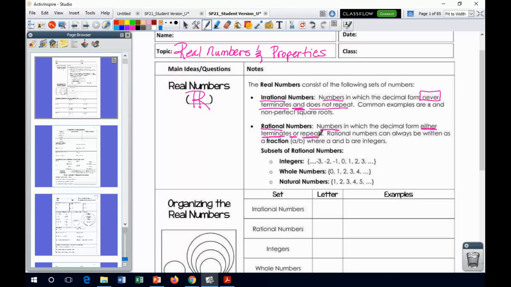So what is the decimal form of a quarter? How would I write it? 1/4. So that's the fraction form. 0.25. Does that end? Yes. So it terminates because there's no numbers that keep going on and on and on and on, right? So would that be rational or irrational? Rational. It would be rational because it ends. So like pi would be irrational. Pi would be irrational because it never ends. It keeps going on and on and on.